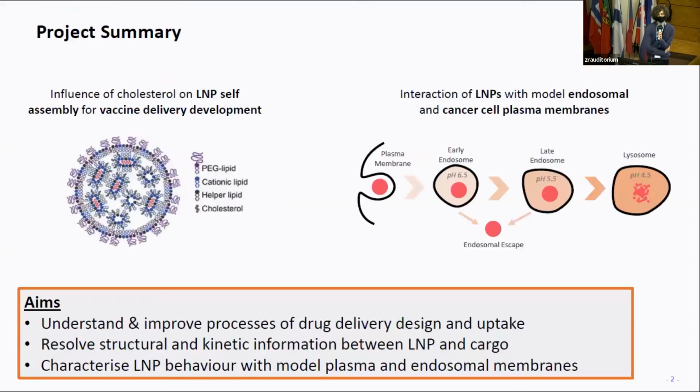So my project is sort of split into two halves. I have the half I'm going to be talking about today, which is the self-assembly of these lipid nanoparticles, and in particular, the role cholesterol plays in the self-assembly. But also I take these fully formed lipid nanoparticles and I see how they interact with different cell membranes in the body. For example, endosomal membranes and cancer cell plasma membranes. And this is all sort of under the same arc of understanding and improving the processes of drug delivery design and uptake in particular.